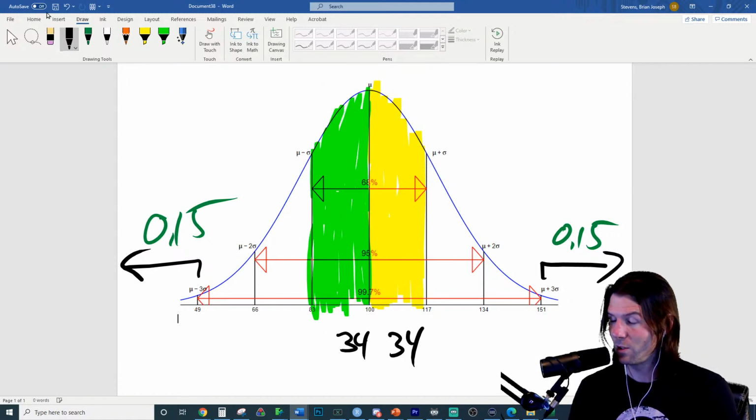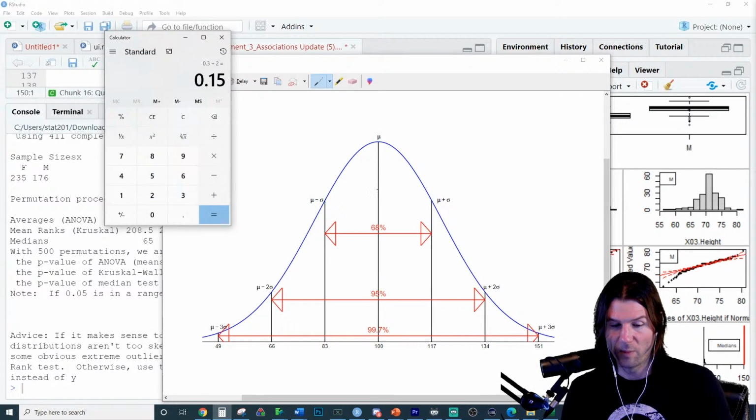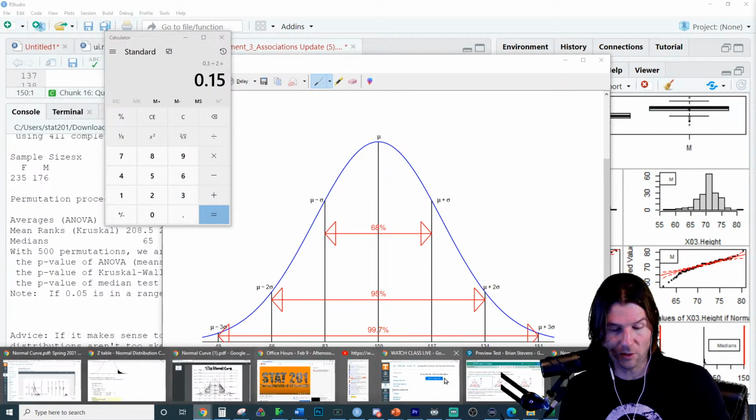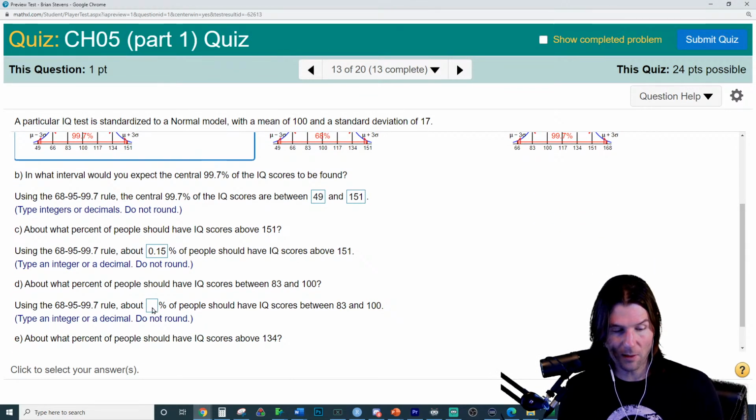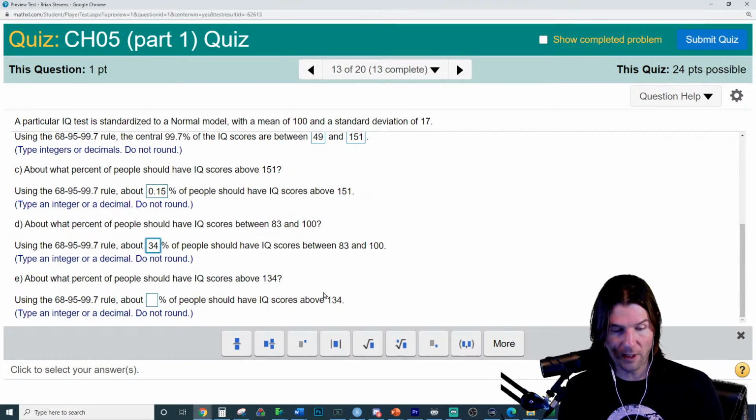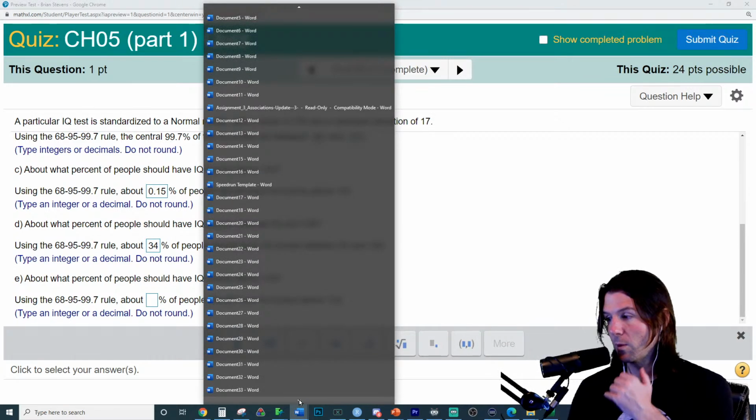Once again, the cheat sheet's huge here. Cheat sheet is a great help, but we should be able to derive these answers also and not use the cheat sheet. The cheat sheet is practice and helps us out, but we need to know how to get them without it. About what percent of IQs should be above 134? Well, we have to z-score this. 134 needs to be z-scored.